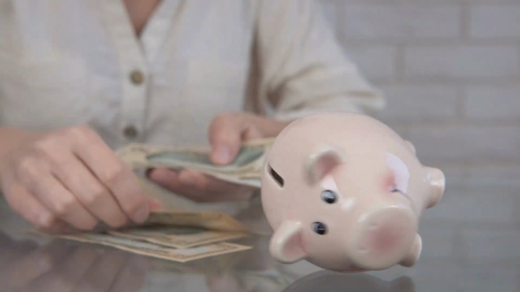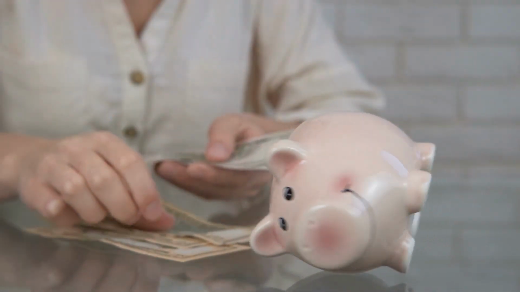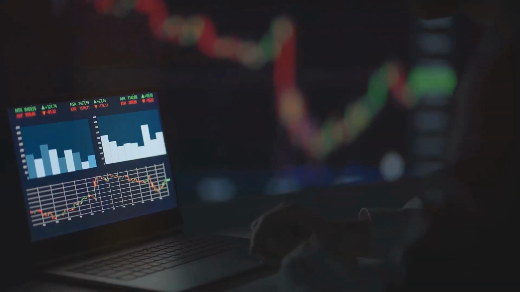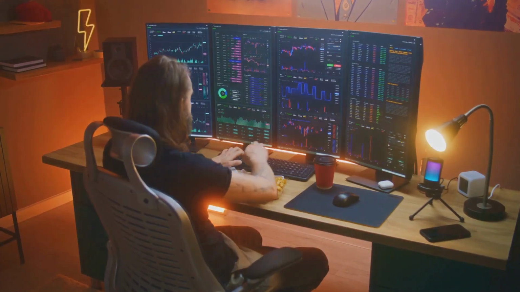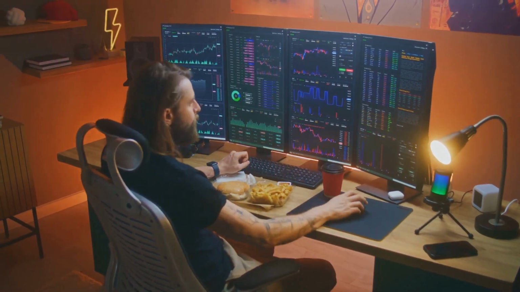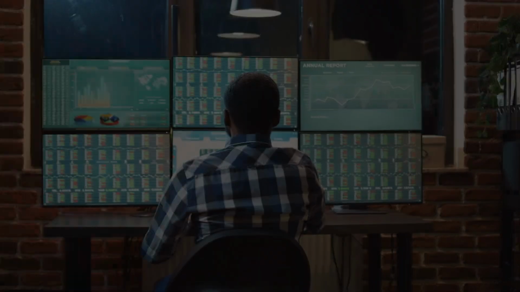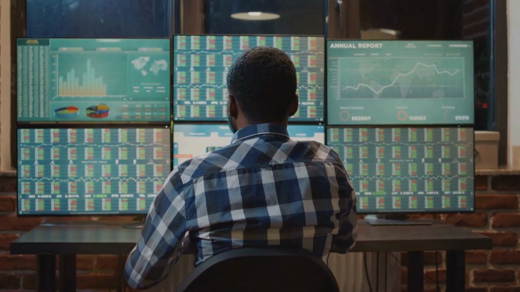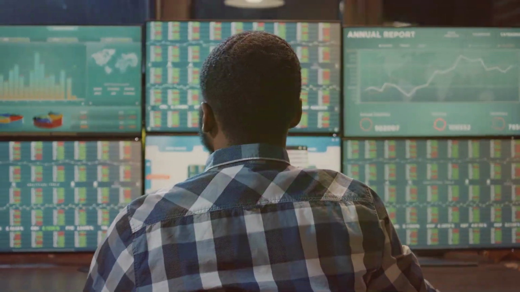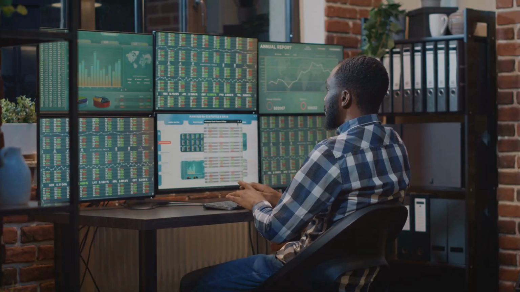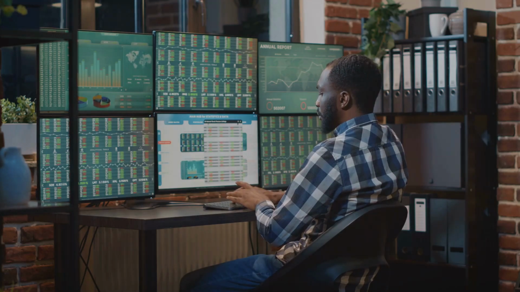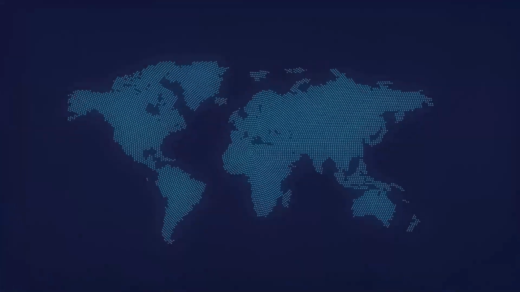Ever dreamed of turning your savings into a money-making machine? Forex trading might be your ticket to financial freedom. Imagine this, you at home making smart trades and watching your money grow. Millions of people trade currencies every day, aiming to profit from the ever-changing exchange rates. With the right knowledge and a bit of practice, anyone can learn to trade Forex. Let's dive in.